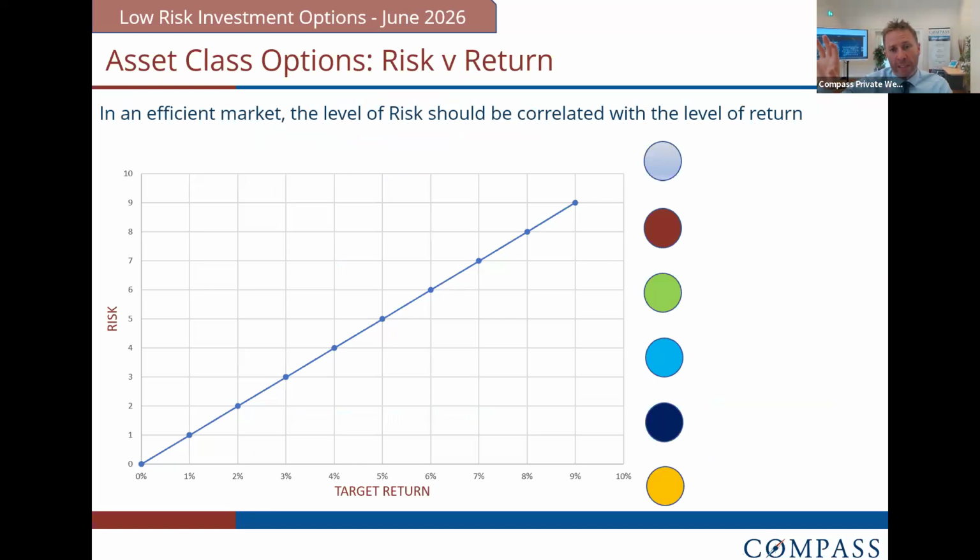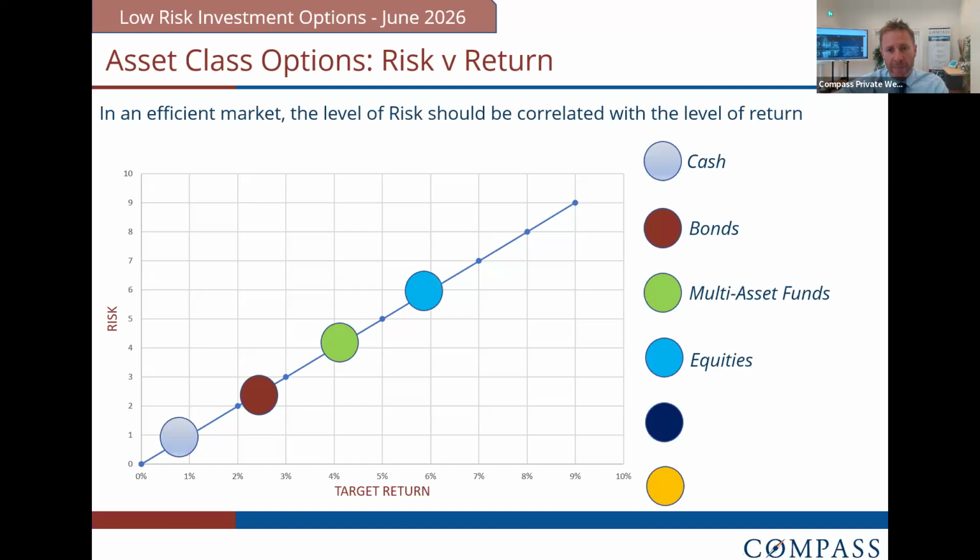Now, this graphic here is just to show really the risk and return. So the lowest risk, lowest return generally is cash. The next level up, we look at bonds. This is all theoretical now, by the way. Then, as I mentioned, multi-asset funds somewhere in the middle. Then we've got equities, which are higher risk, higher return.